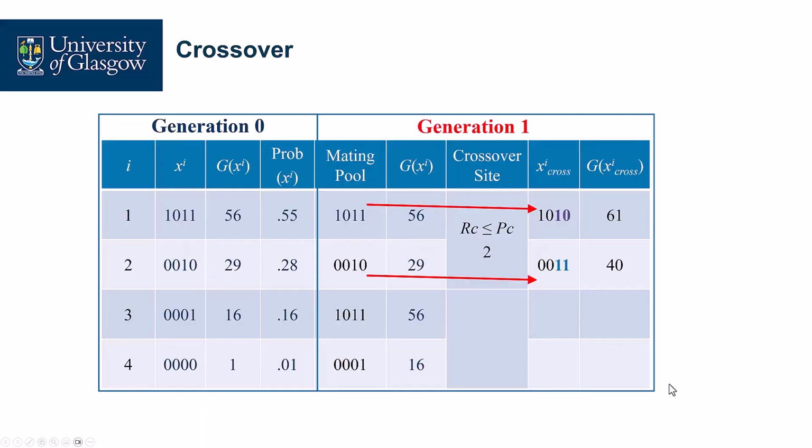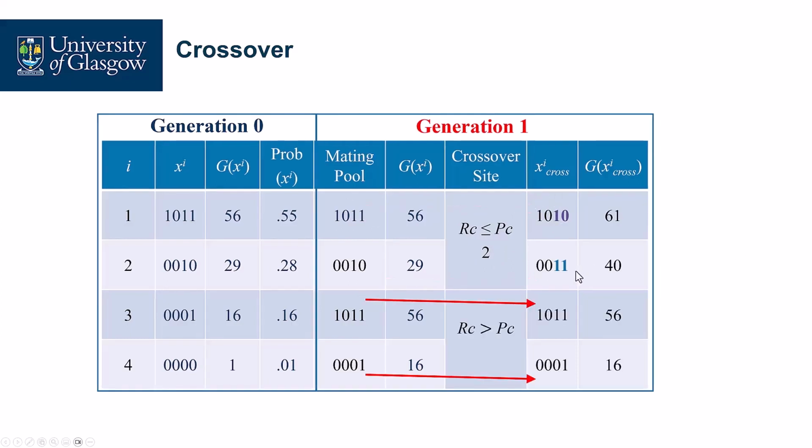Okay, so now this is an example. We can consider the mating pool. We select 2 of them. Now we generate RC and compare with PC. Okay, smaller than PC, we do crossover. Crossover site is 2. We put it here, then we do the crossover. For the next pair, RC is larger than PC. So in this way, we don't do crossover. As you can see, this one just becomes the child solution. This one also directly becomes the child solution.